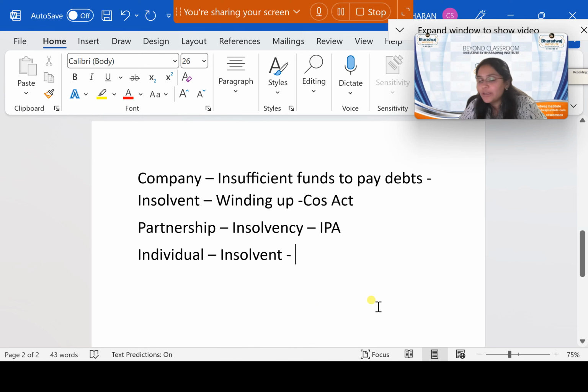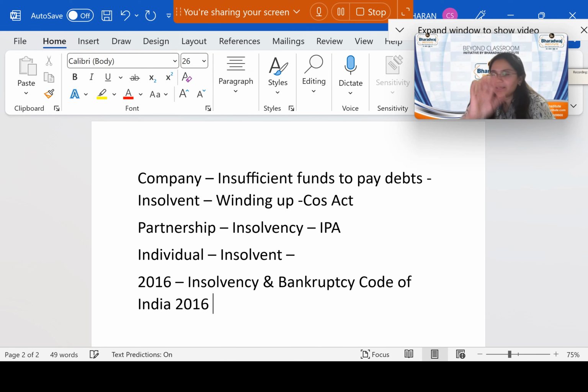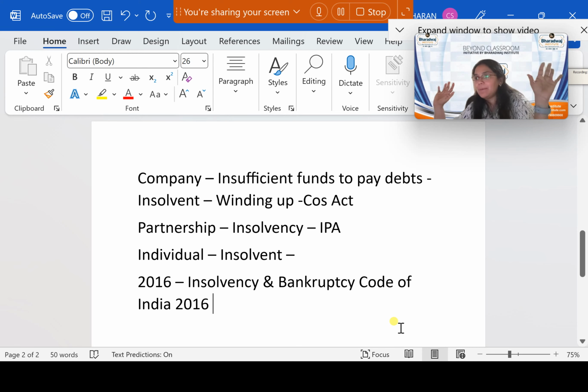What did we do in 2016? We brought the concept of insolvency under one roof and we made a law called as what? Insolvency and Bankruptcy Code of India 2016. One roofla we made a law. Note the point, everybody. These are not remedial laws. These are not preventive laws. Laws are already in place. Multiplicity of laws. I am consolidating them, codifying them under one roof.